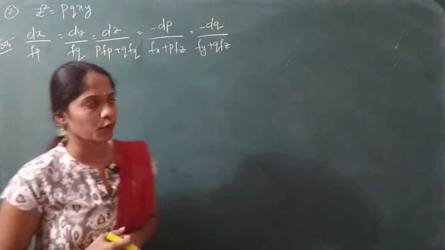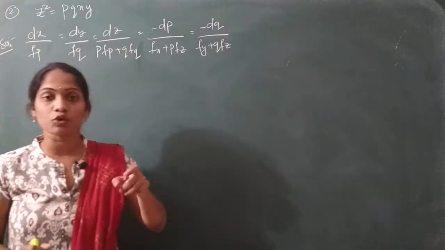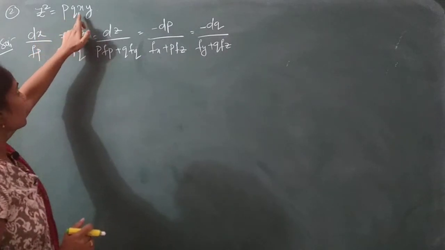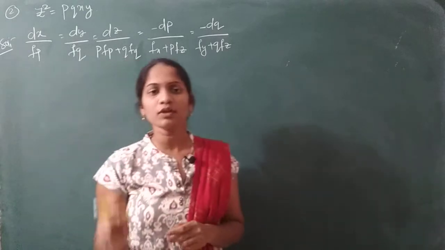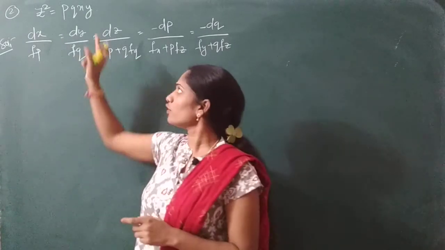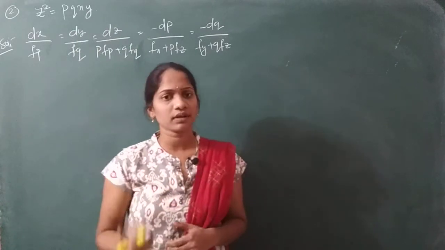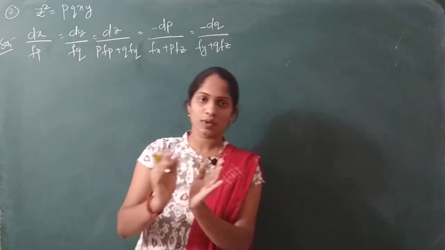Let's see another problem here. The question is: find the complete solution of z square equals pqxy, or else use Charpit's method to find the complete solution of z square equals pqxy. So now, by using Charpit's method, what is the first step? You have to convert all the terms to the LHS.